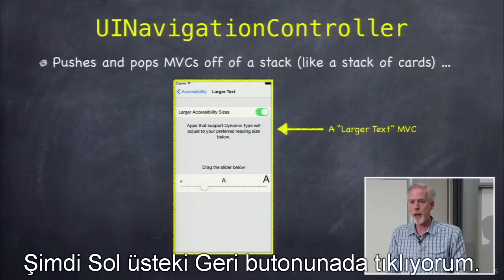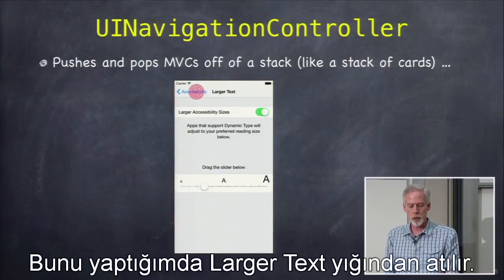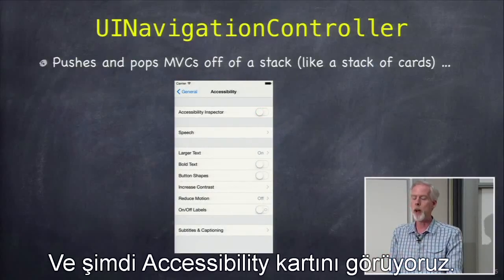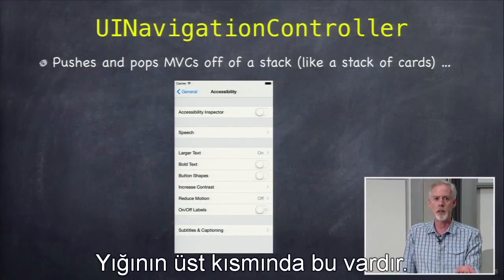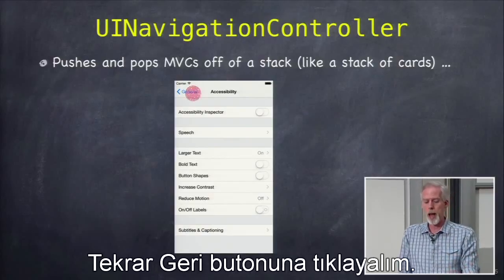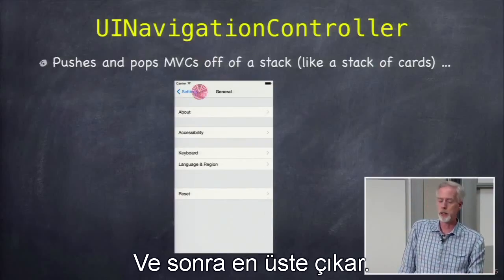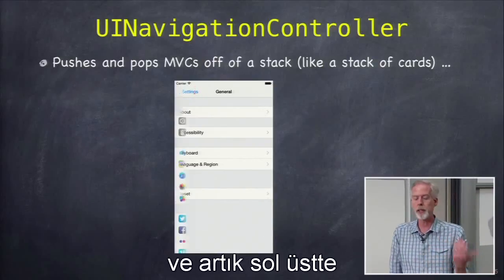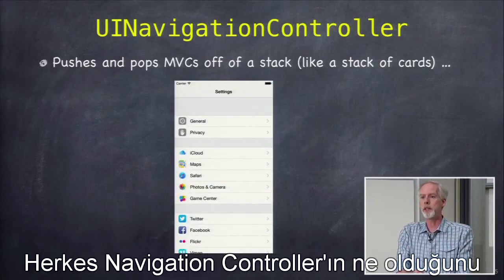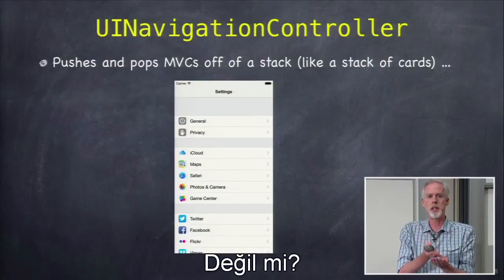Okay, so now let's do the back button. I'm going to click this back button in the upper left. And when I do, it takes that larger text one off, throws it out. And now we've got the accessibility card, which is now the top of our stack, which only has 3 things on it. And we could do back again. Goes back to the general one. We do back again. It goes back to the very top. Of course, once we get back to the very top, there's no more back button because this is the only card on the stack. Okay, so does everyone understand what a navigation controller is? It's just a stack of MVCs.